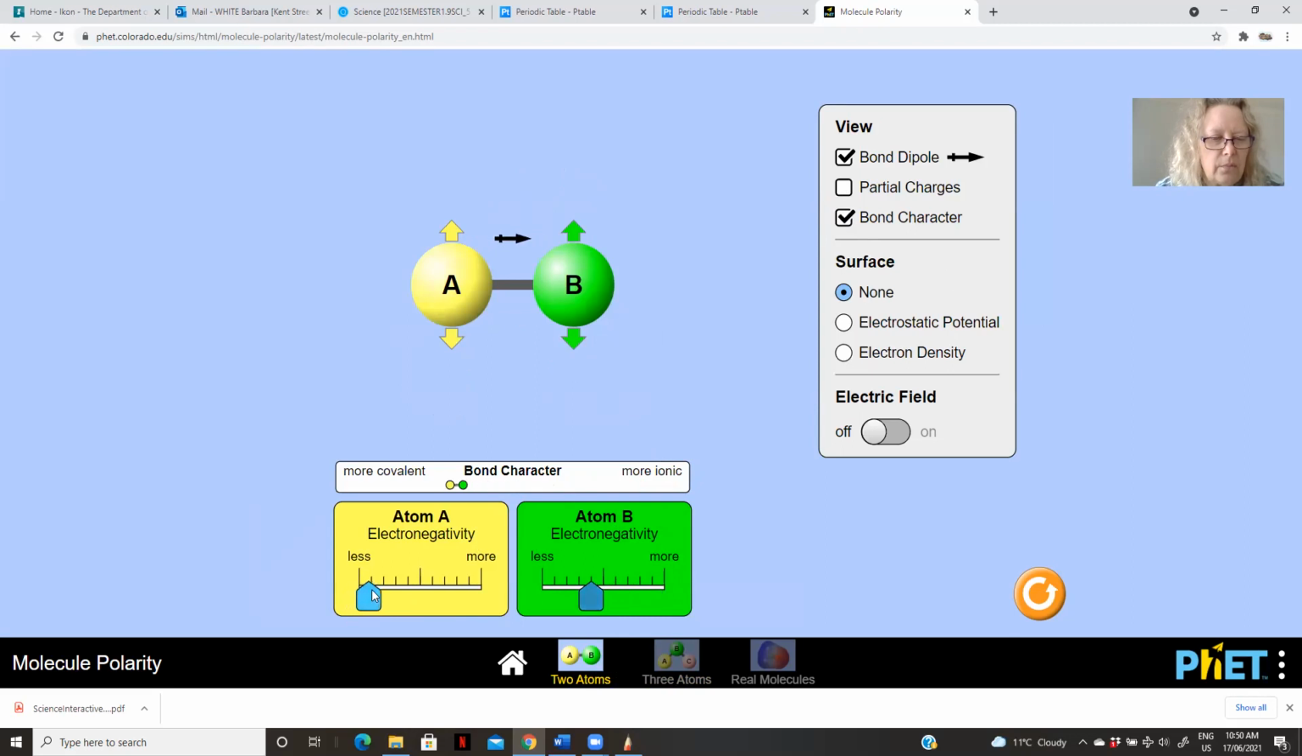So the more similar they are, the more covalent they are. The more similar they are in electronegativity, the more covalent they are, which is why you've got all the nonmetals down one end of the periodic table with covalent bonds, but you've got those opposites at opposite ends, the metals and the nonmetals, having ionic bonds. So you can play around with that and see if that helps you to understand it.